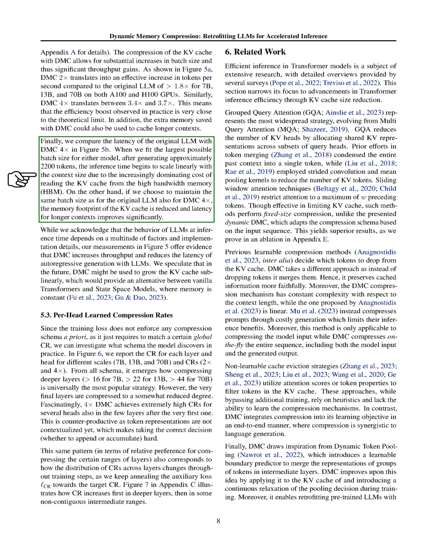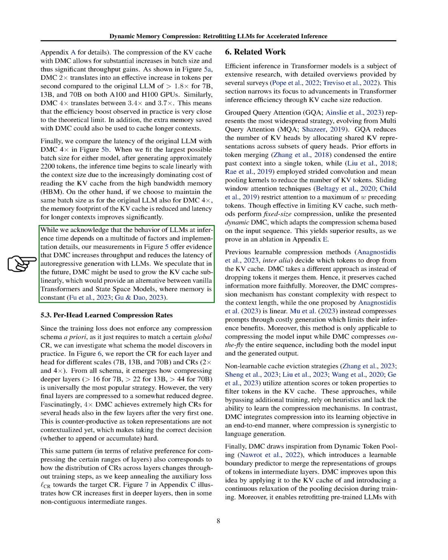When comparing the latency of the original LLM with DMC, we found that increasing the batch size led to linear scaling of inference time with context size due to reading the KV cache from high-bandwidth memory. However, maintaining the same batch size for DMC as the original LLM reduced the memory footprint of the KV cache and improved latency for longer contexts. Our measurements indicate that DMC enhances throughput and reduces latency in autoregressive generation with LLMs. We speculate that in the future, DMC could be used to expand the KV cache sublinearly, offering a middle ground between vanilla transformers and state space models in terms of memory usage.